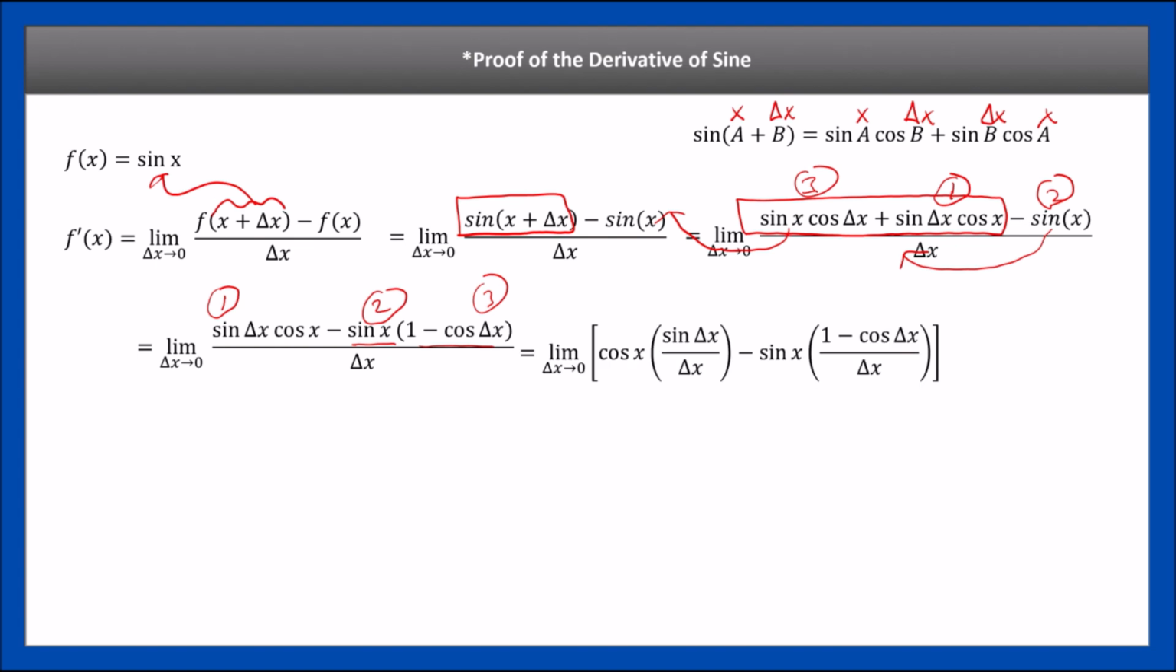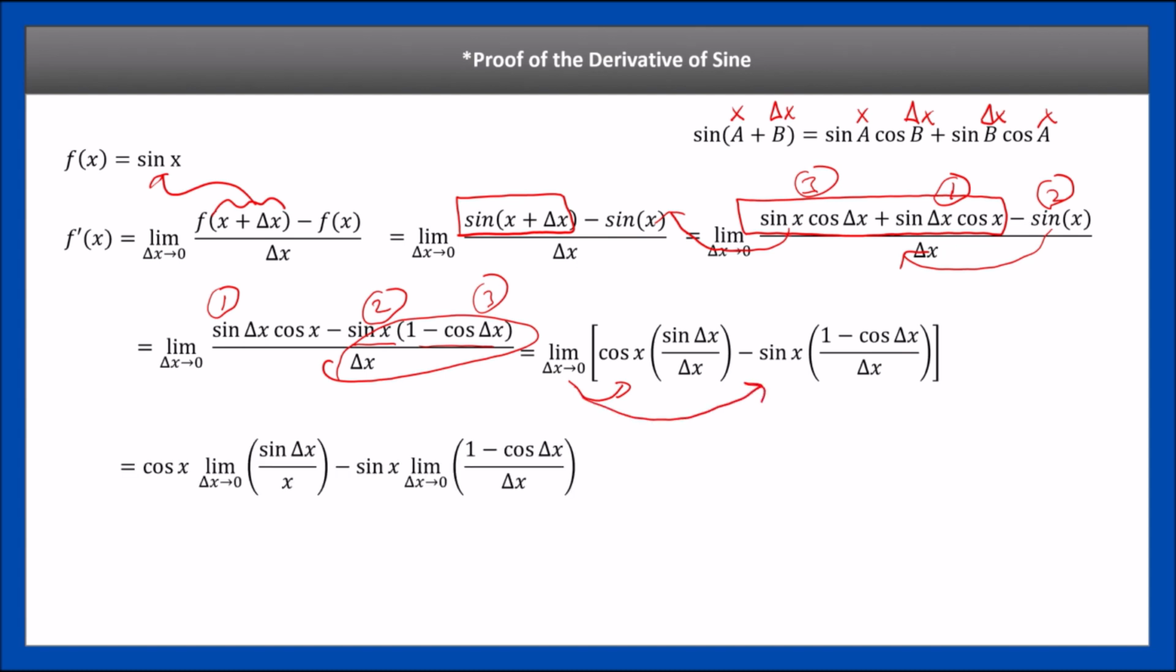And the reason why I'm doing that is because now I'm going to split this up, sine of delta x over delta x, and then I'm going to split this up right here, 1 minus cosine over delta x. And then I'm going to distribute this limit to both of these because you can distribute the limit if you have a sum or a difference. And then remember that the limit of this turns into 1. The limit of that is 1.